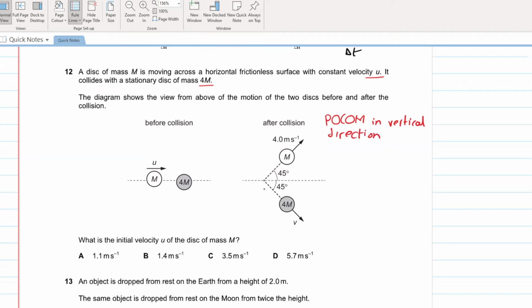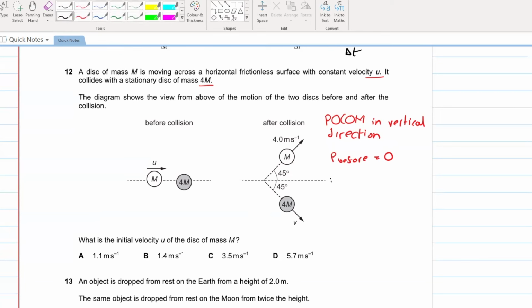Now, if you apply the principle of conservation of momentum in the vertical direction, before collision, there are no velocities in the vertical direction. So momentum before collision in the vertical direction will be 0. Perfect. Can you calculate the momentum after collision in the vertical direction? Yes. Mass m multiplied by this velocity's vector, that is 4 sine 45. Multiplied by 4 sine 45.